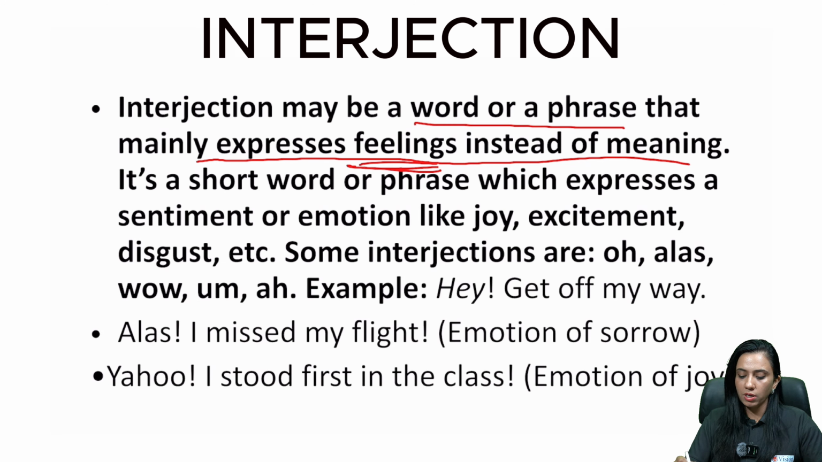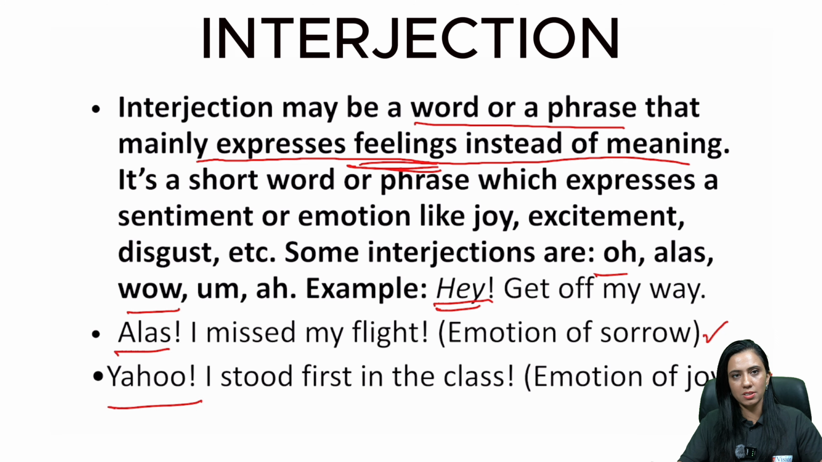For example, you're using, oh, we lost the match. Wow, you're coming today. So this is how we use this thing. Hey, this is an interjection. Get off my way. Alas, I missed my flight. This is the emotion of sorrow, emotion of joy. Yahoo! So this is how you are expressing your feelings, though they are not having any meaning in this.